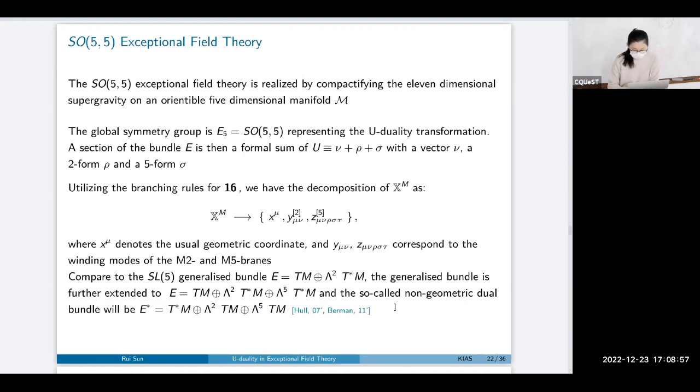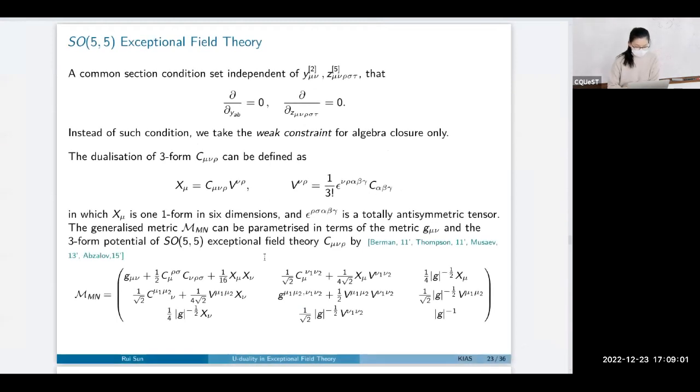So what happened? We take the generalized matrix like this, and we are not taking the section condition to set this, but we take the section condition needed for the algebra closure, and the dualization gives us a simplified generalized matrix. So the 3-form is represented in this X in this way in this matrix. Recall this matrix, and we insert it in the action. So the action will be rewritten purely by this 3-form.